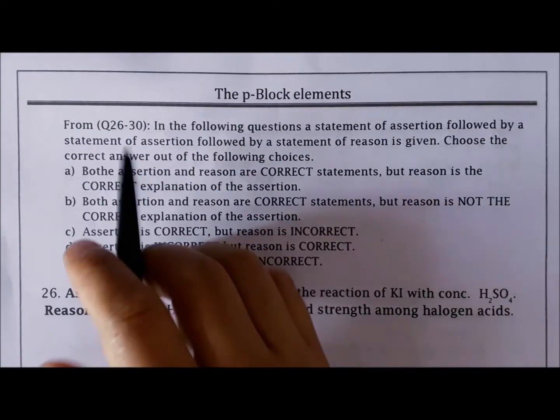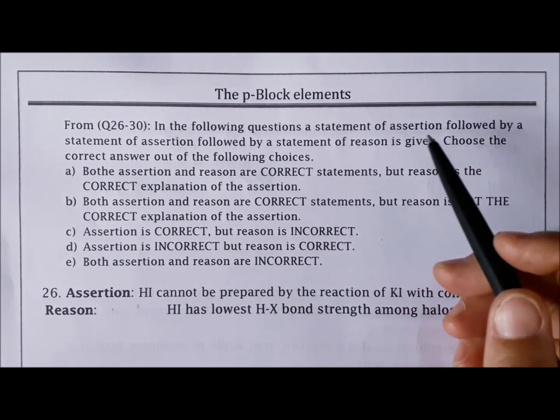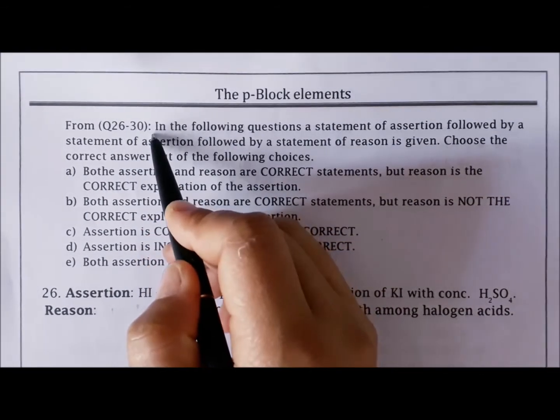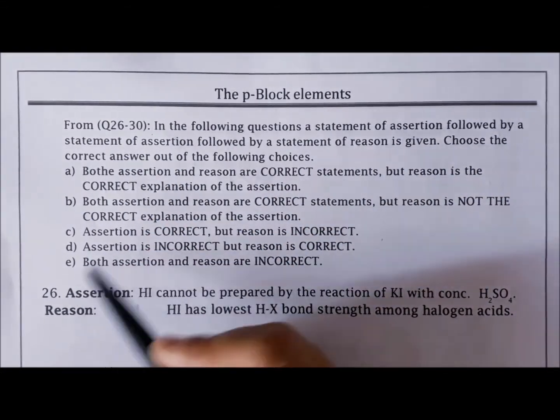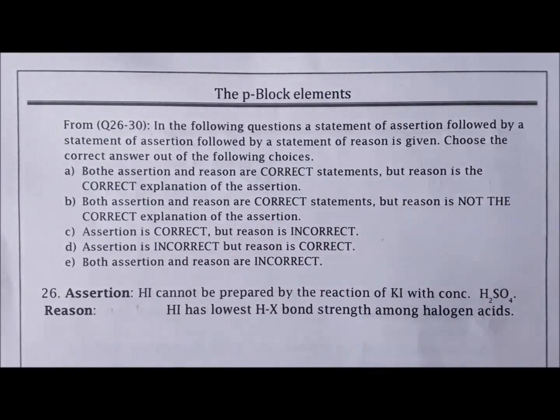Now next is the assertion-reasoning type question, from 26 to 30. Five options will be given to you, and from them you need to choose the correct option.